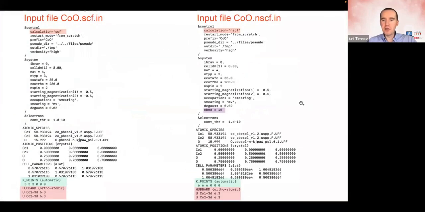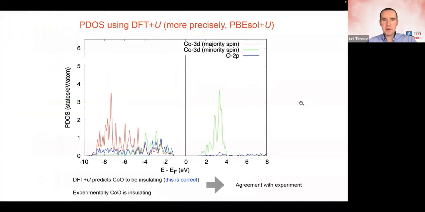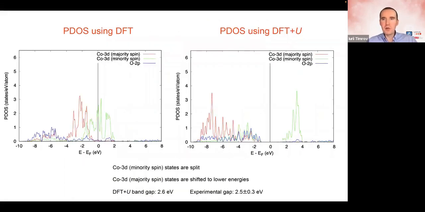So now we can go back to the slides. There is a band gap opened, which is very good because this is in agreement with experiments, because experimentally there is a band gap. So now let's recap again. In DFT, we didn't have a gap, we had a metal. By applying +U, we opened the gap. The experimental value of the band gap is 2.5 plus minus 0.3 eV. And with DFT+U, we predict 2.6, which falls in the experimental uncertainty, which is very good.